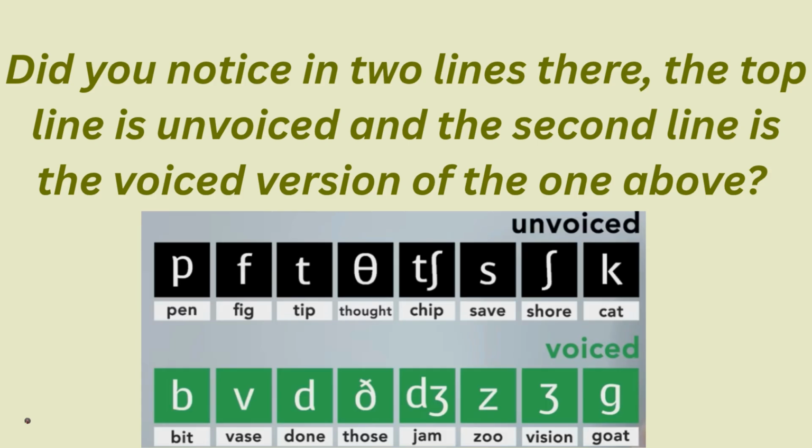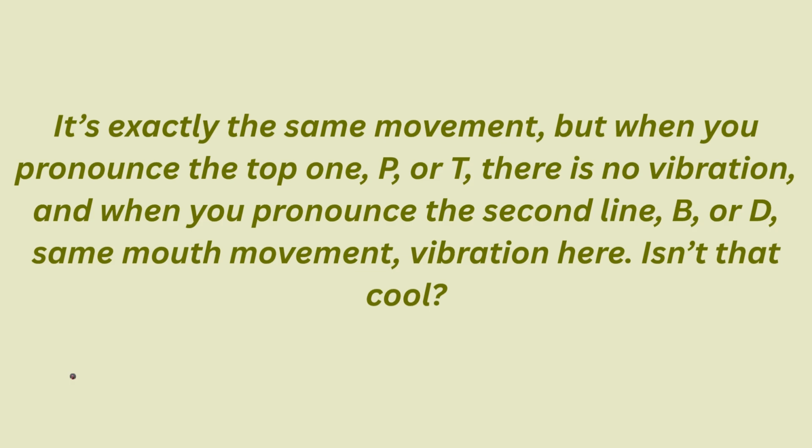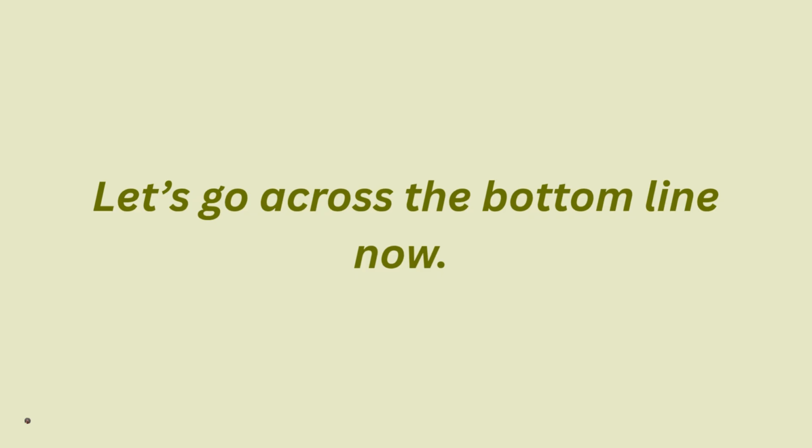Did you notice in two lines there, the top line is unvoiced and the second line is the voiced version of the one above? It's exactly the same movement, but when you pronounce the top one, p or t, there's no vibration. And when you pronounce the second line, the b or d, same mouth movement, vibration here. Isn't that cool? Let's go across the bottom line now.